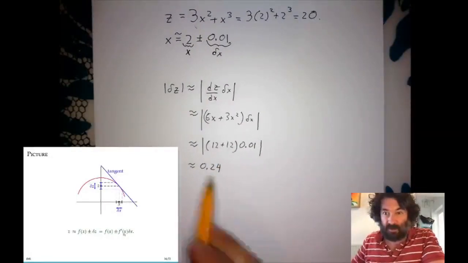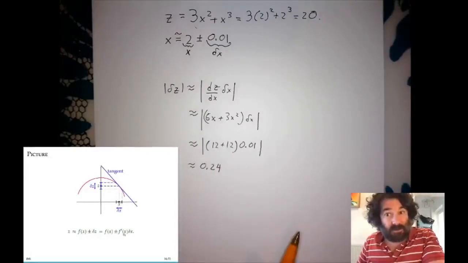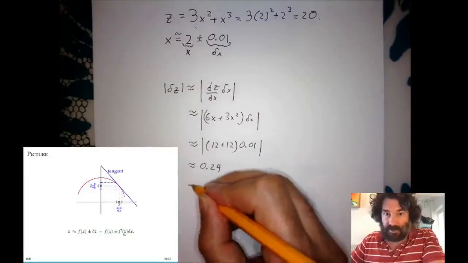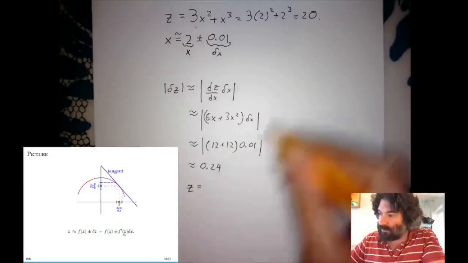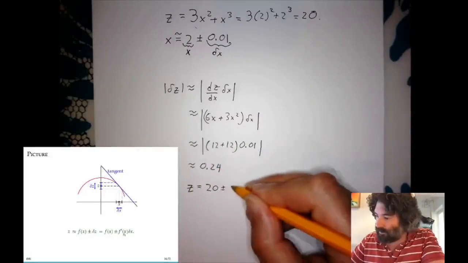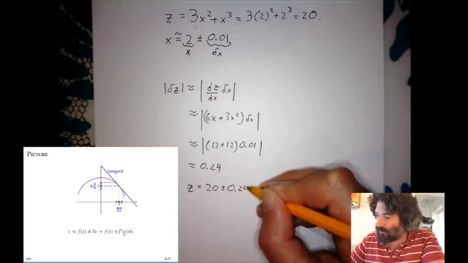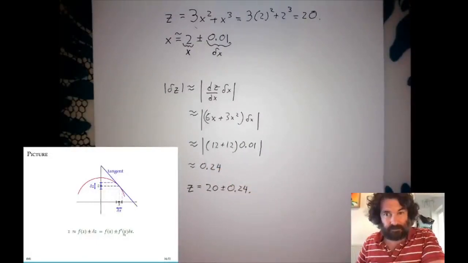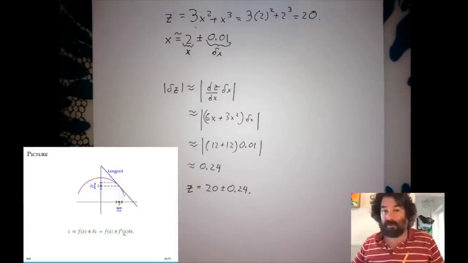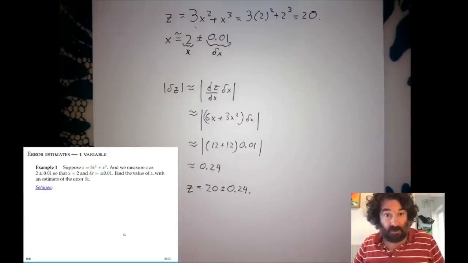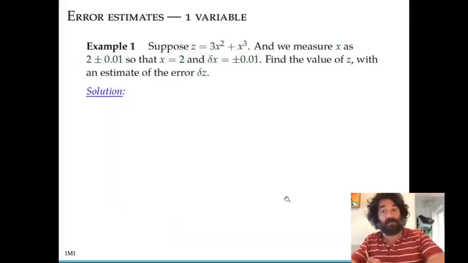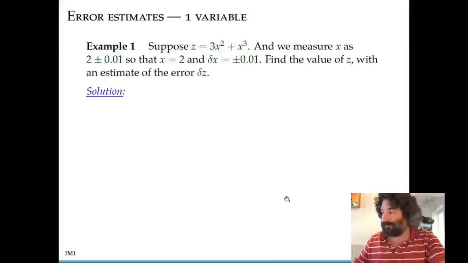All right, and so this would be the size of error we would give for z, and then this is the calculated value. So we would write z equals 20 plus or minus this error 0.24. Okay, this is this example when there's only one variable. Z depends only on one variable, x. Now let's consider what happens when z depends on two variables.